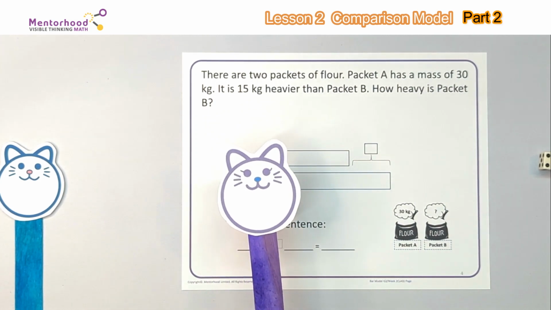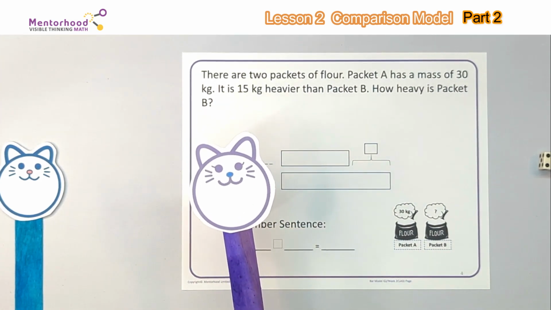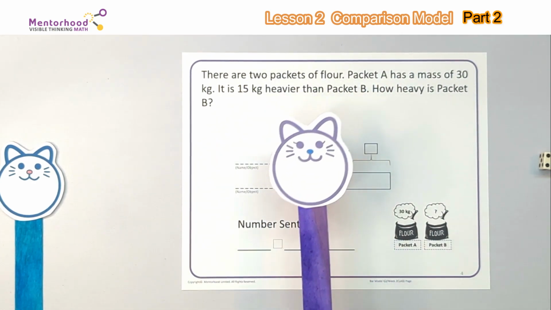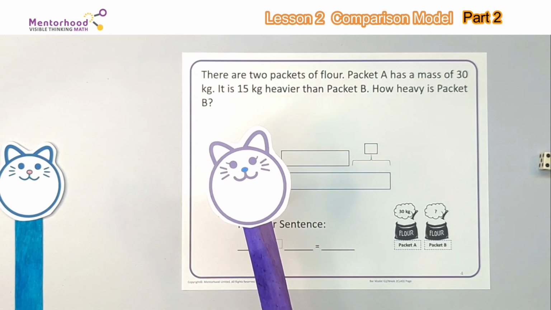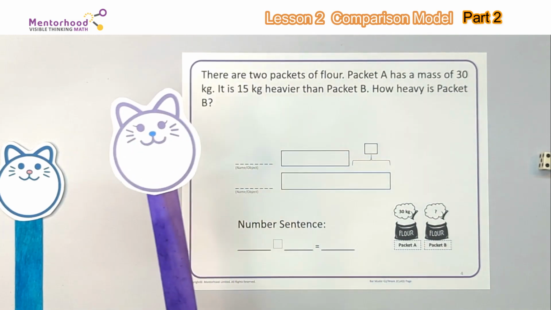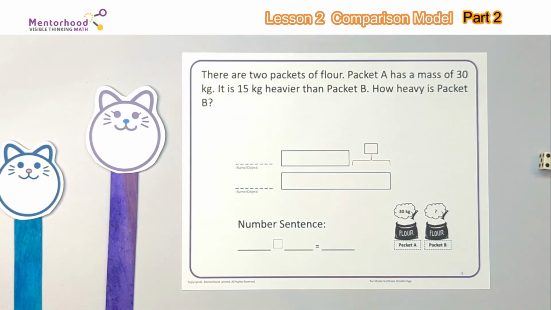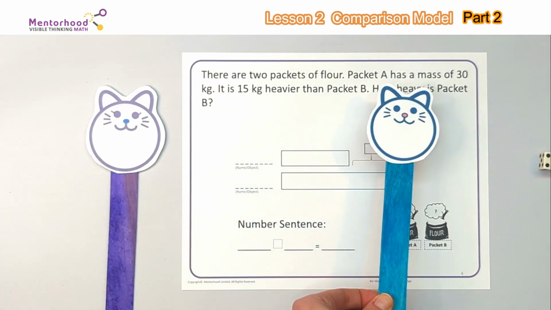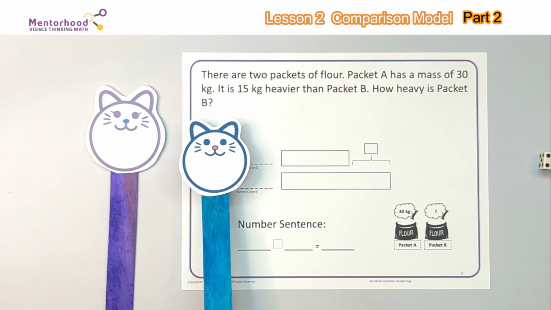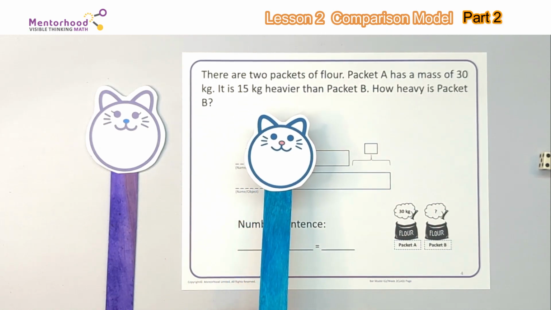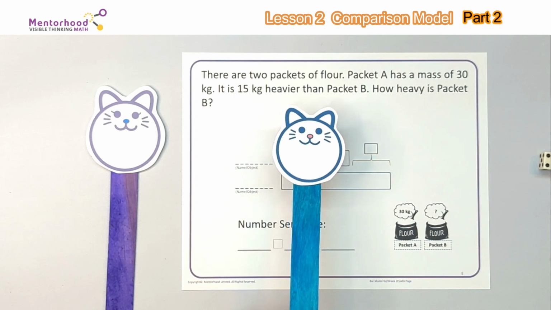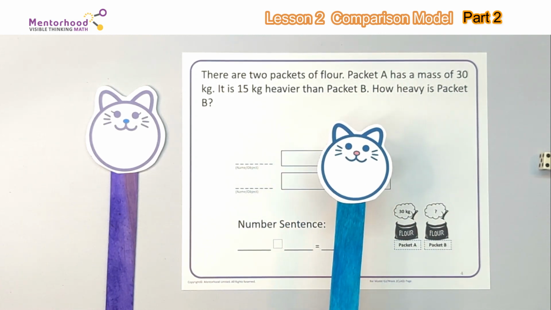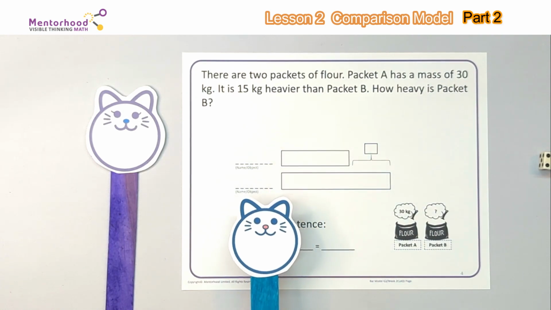Okay, let's have a look. What are my subjects? I've got packet A and packet B. Now, Mathy, which one is going to get the bigger box? Let's see. Packet A has a mass of 30 kilograms, and it is 15 kilograms heavier than packet B. Well, if packet A is heavier than packet B, packet A must get the bigger box. Can I write it down?